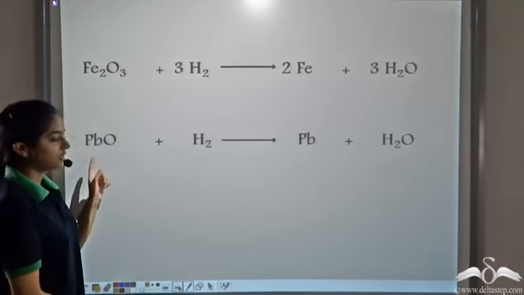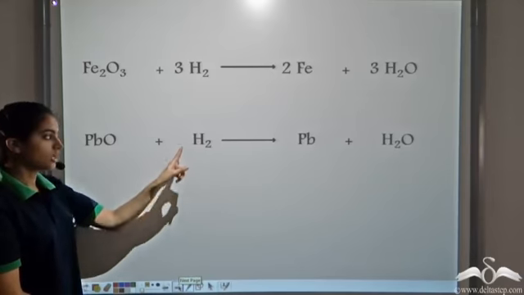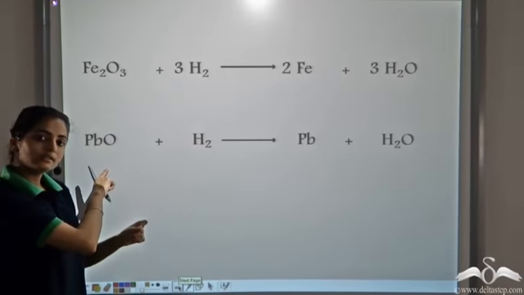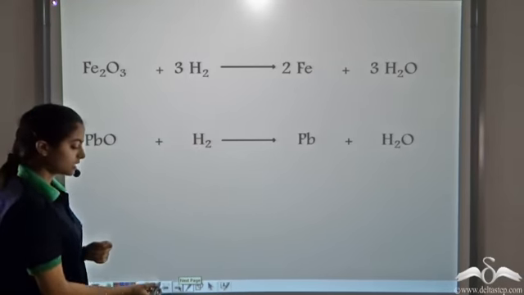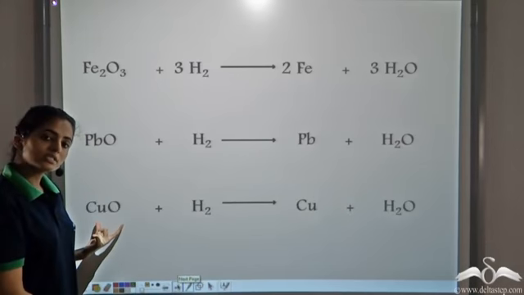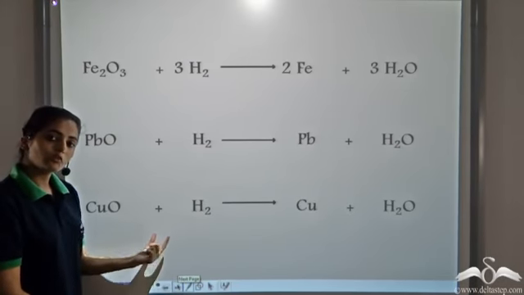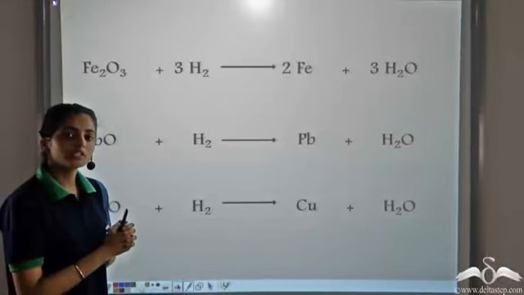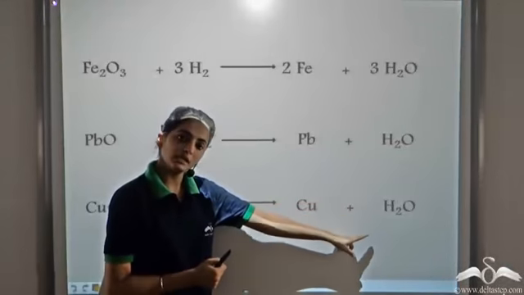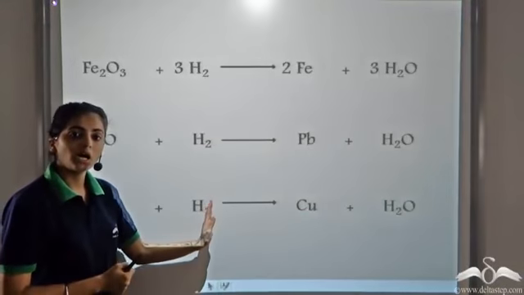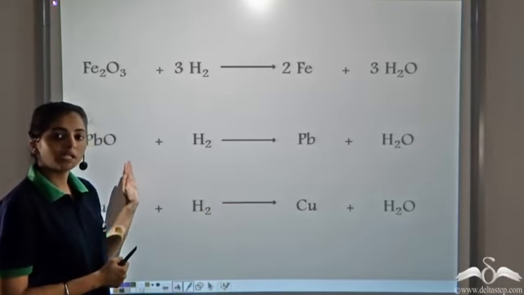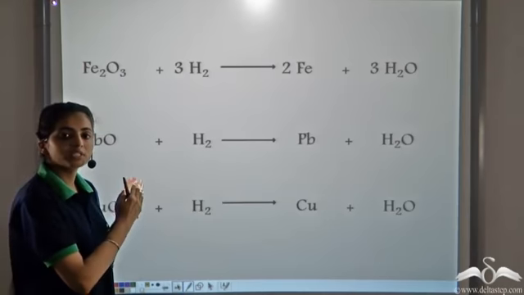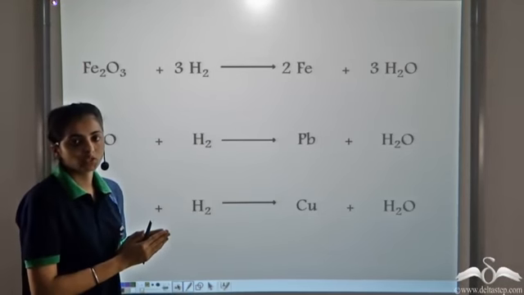Similarly, if there is lead oxide, it reacts with hydrogen to form lead and water is released. Similarly, when copper oxide reacts with hydrogen, it forms the metal copper and water is released. So whenever it's possible for water to escape, it does so. So whenever hydrogen reacts with the metallic oxides, it forms the metal and water is released.